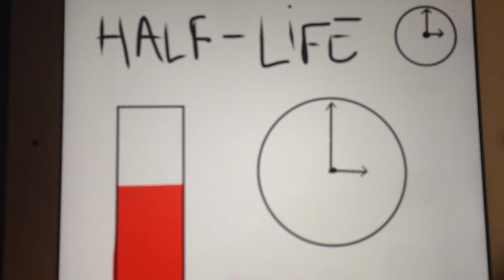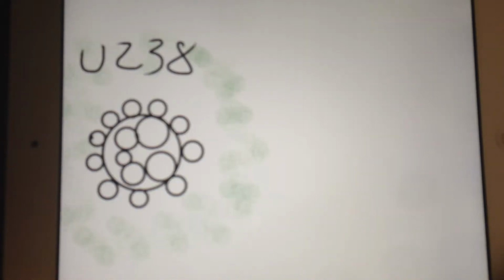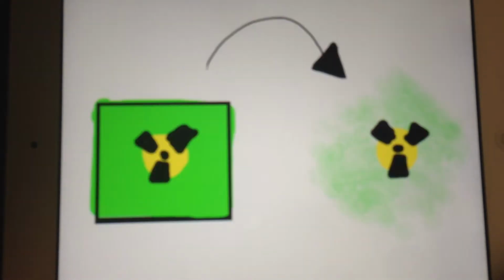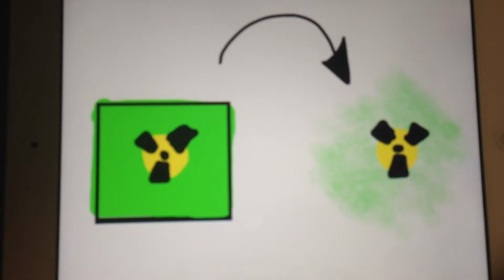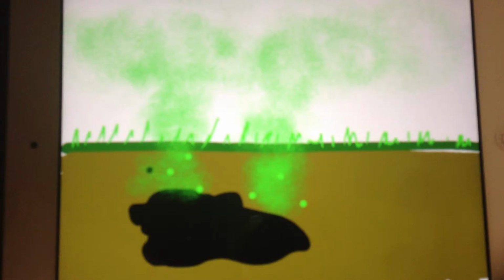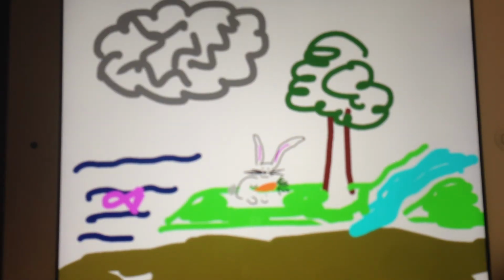The time taken for the activity of a radionuclide to halve is called the half-life. For example, uranium-238 will decay into thorium-234 and then again into several different elements before decaying into radon. Radon is a gas and so escapes from lower strata into higher strata. These radionuclides can affect the environment.